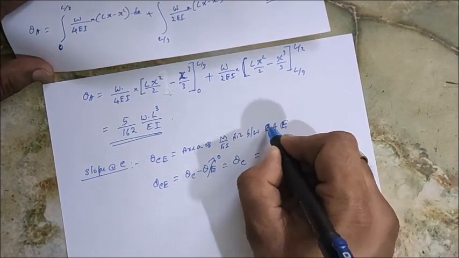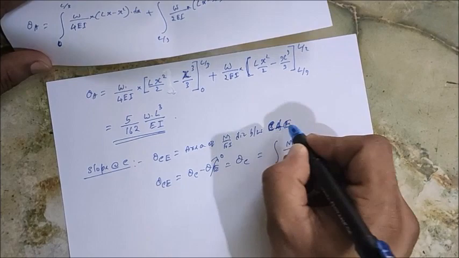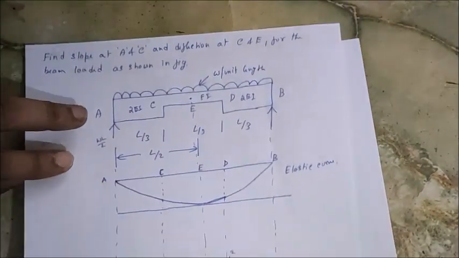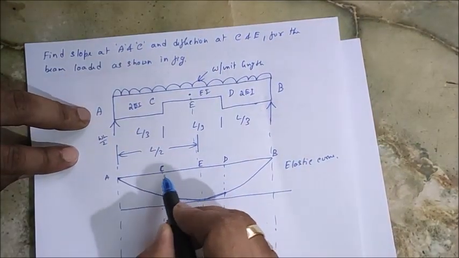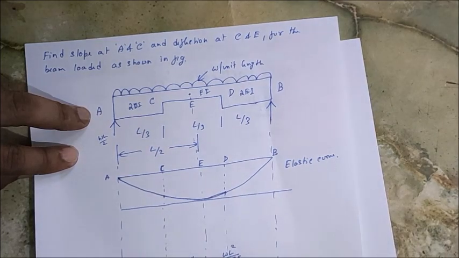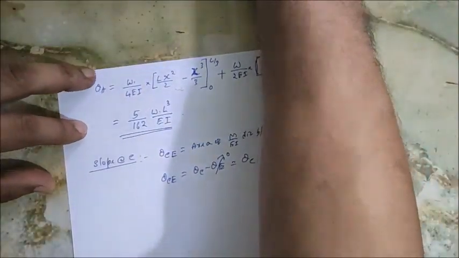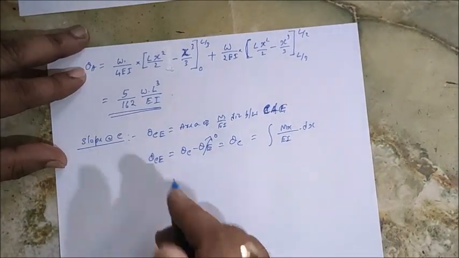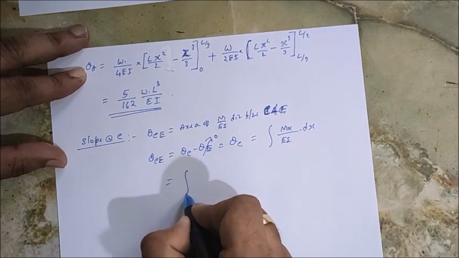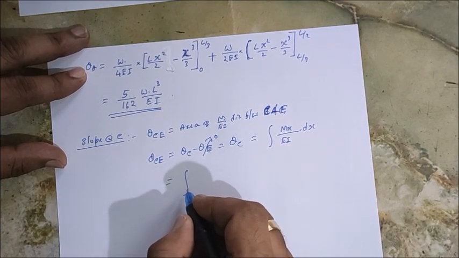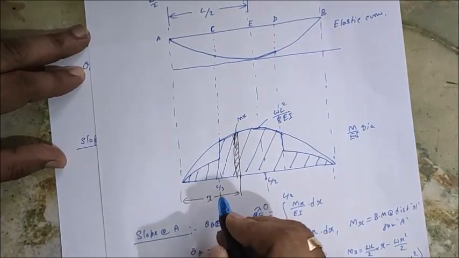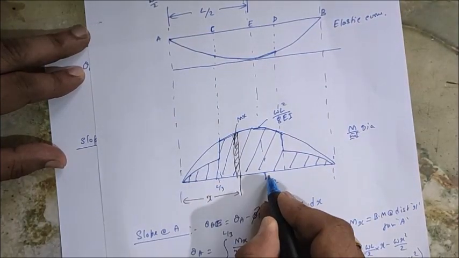Area of the M by EI diagram between C and E, I'm sorry, between C and E. So we need the area between C and E. This area only I want. If you use the integration part, you can easily do it. So what is the integration range? Now the integration range is L by 3 to L by 2.